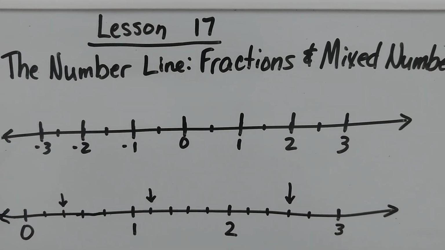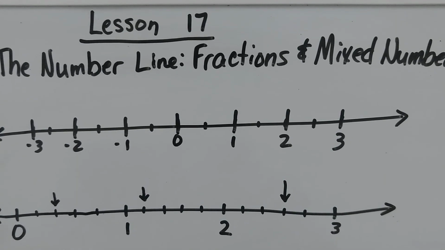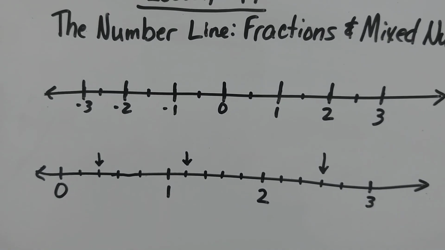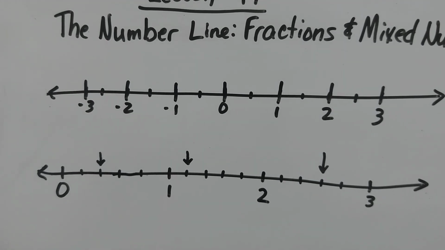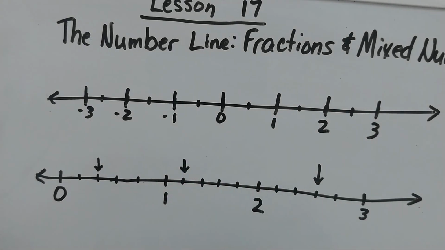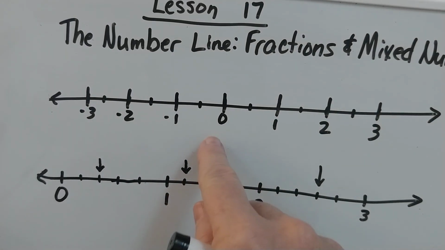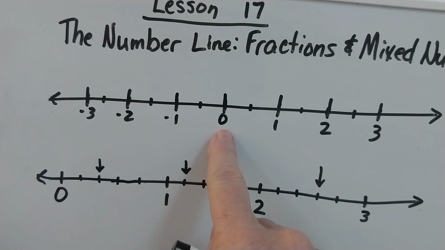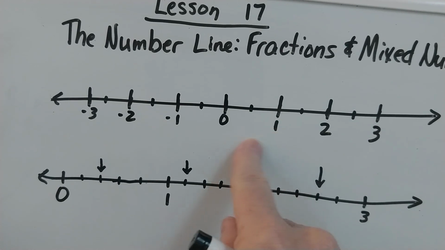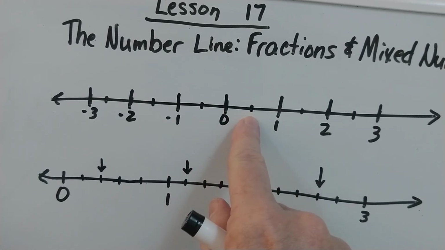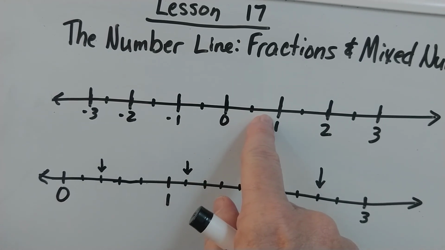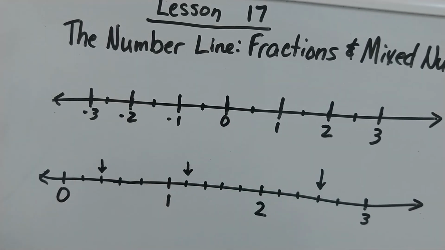Okay, lesson 17 is about the number line, fractions, and mixed numbers. First of all, let's talk about what a fraction is. A fraction is a part of a whole. So when we're talking about a number line, from this number to this number is one whole. And if it's cut in half, that is a half, which means that there are two equal pieces. It's cut into two equal pieces.